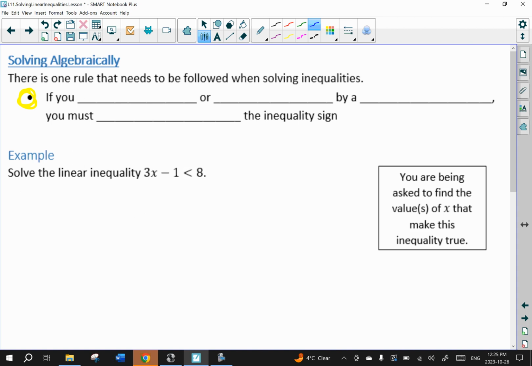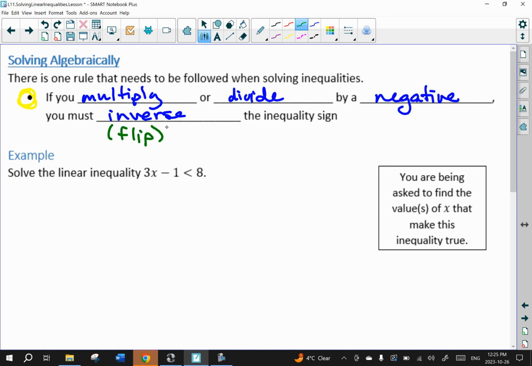If you multiply or divide by a negative number, you must inverse, that just means flip, the inequality. So we're going to practice a couple of these.